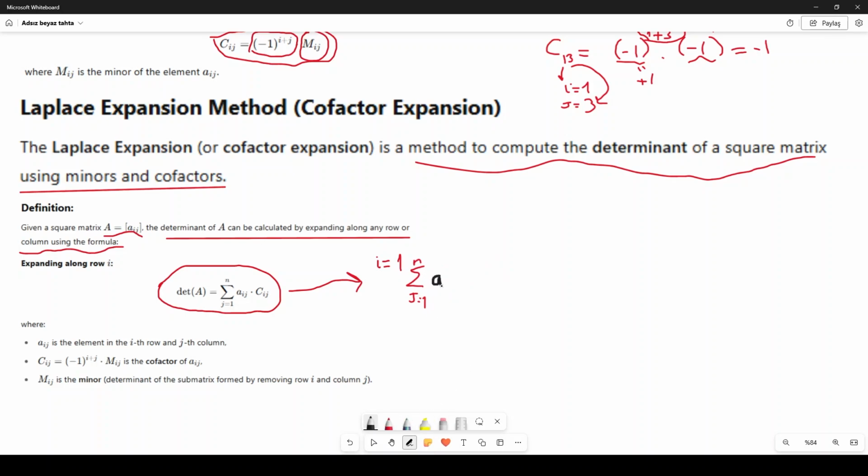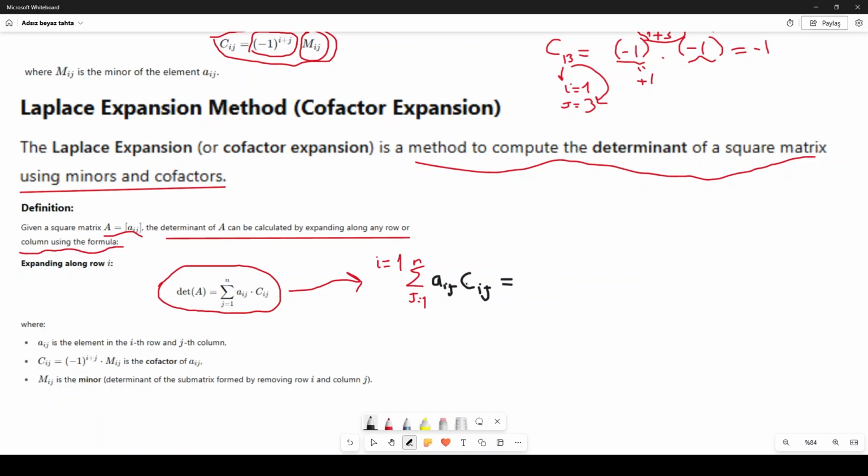If we have Aij, Cij. And by the way, we can select any row or any column; that wouldn't change the value of the determinant. The determinant value would be the same, regardless of which row or which column you have chosen to compute the determinant, because we are trying to find the determinant of the same matrix.